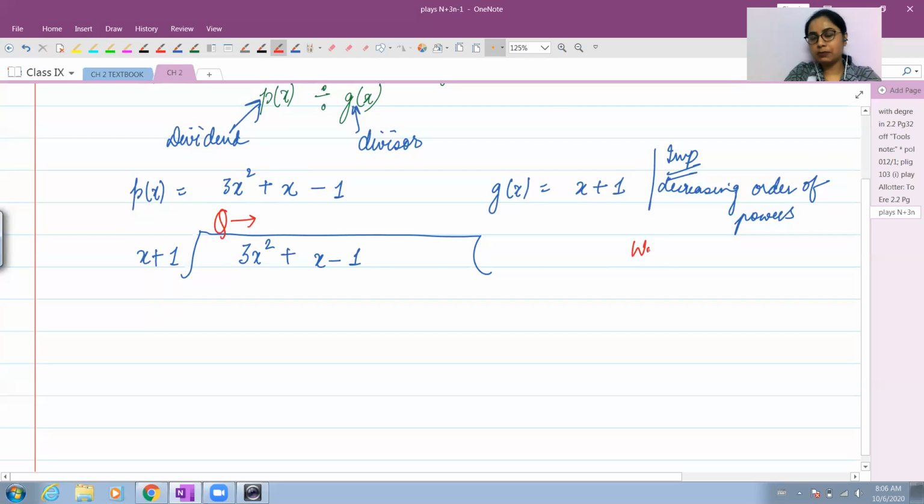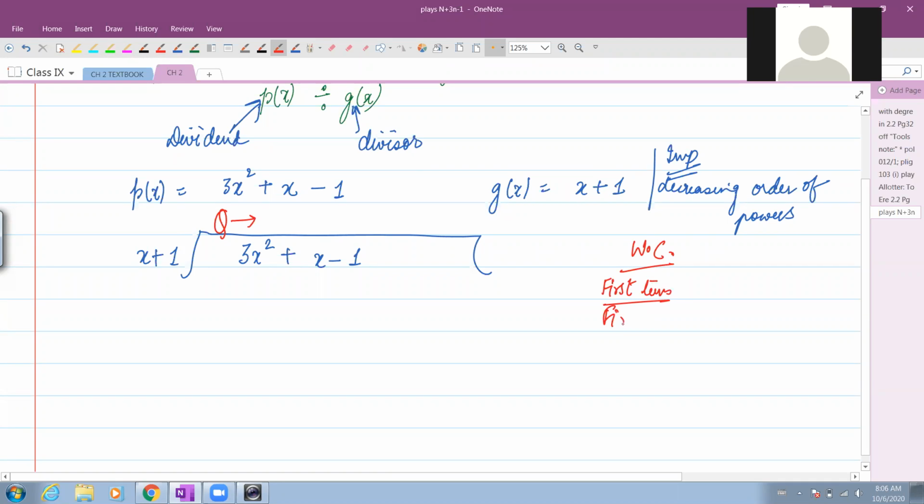The first step, now this is my working column. I'll be showing it in the working column, since this is the first time I'm doing it, but later on I will be writing it down directly. So the first thing is to take the first term from your dividend and your divisor and carry out their division. So first, 3x.